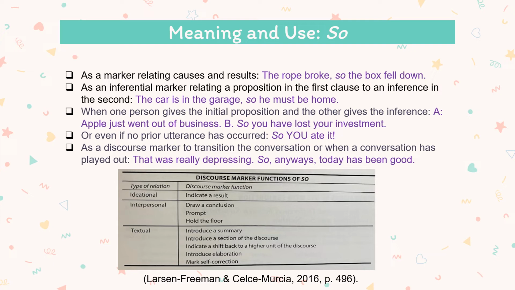So the textbook also gives these different discourse marker functions of the word so. So it has the type of relation and then the discourse marker function. So we have ideational, that can indicate a result; interpersonal, draw a conclusion, prompt, or hold the floor. And then we also have textual: introduce a summary, introduce a section of the discourse, indicate a shift back to a higher unit of the discourse, introduce elaboration, or mark self-correction.